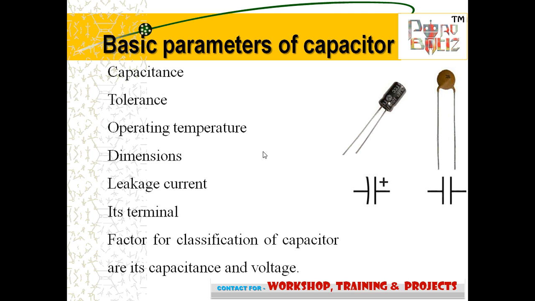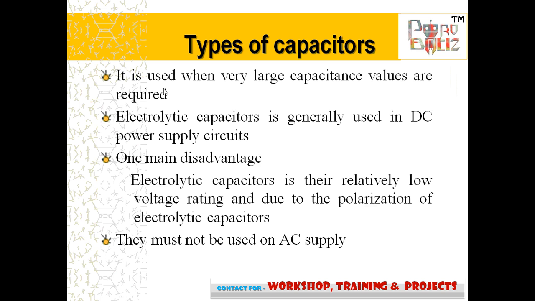Here I have discussed the basic parameters of capacitance. Here different types of capacitors are given in the diagram, that is capacitance, tolerance, operating temperature, dimension, leakage current, and internal factor. The classification of capacitors is by its capacitance and voltage.